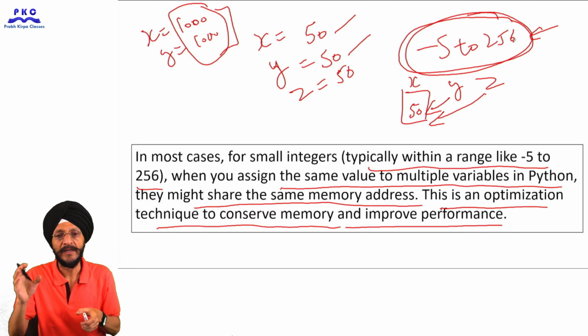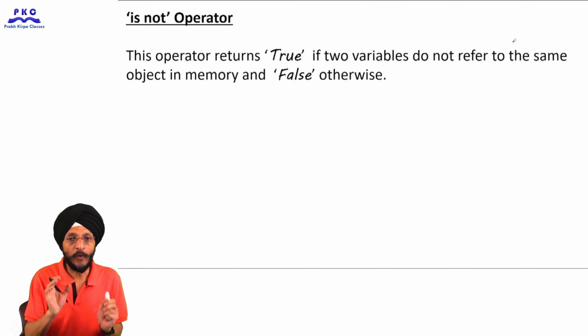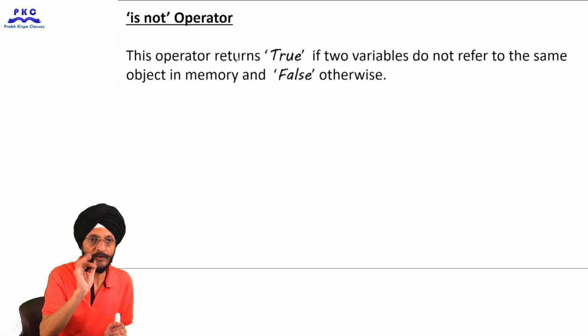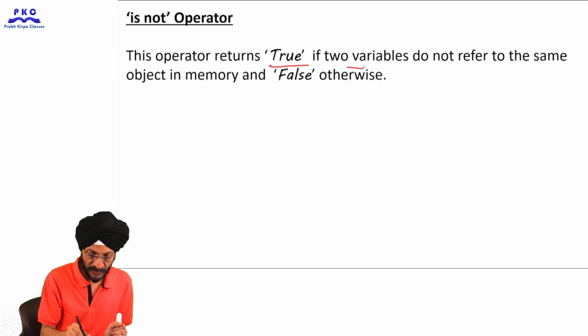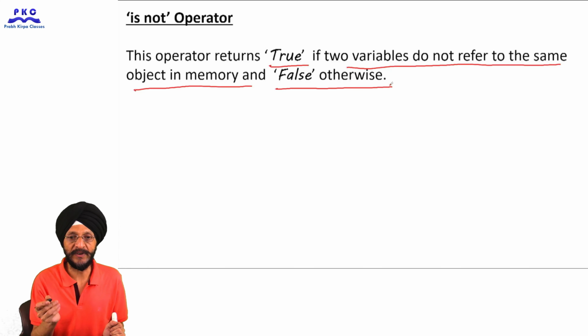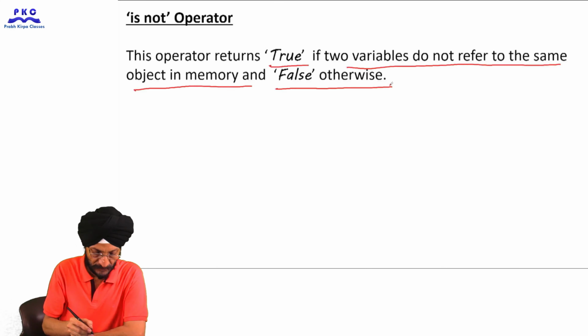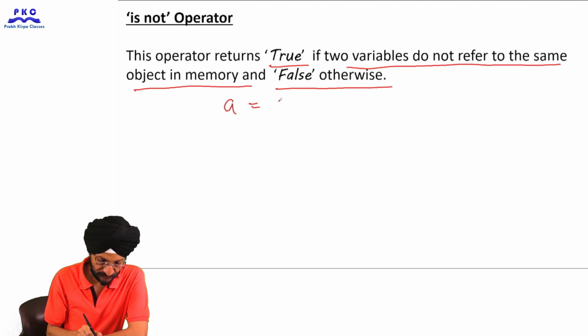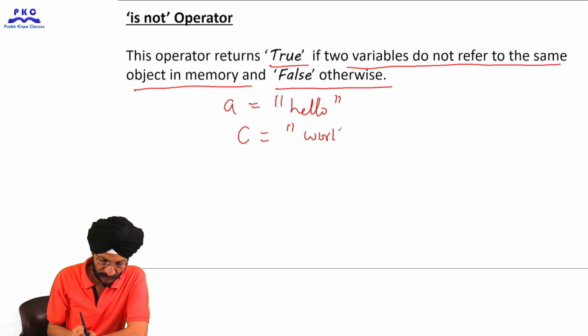Memory location may differ. Now, the is not operator. This operator, that is the is not operator, returns true if two variables do not refer to the same object in memory, and false otherwise. What does it mean? Let us understand the same with the help of an example. Now we have a variable with the name A and object is hello. We have another variable named C. Here the object is world.